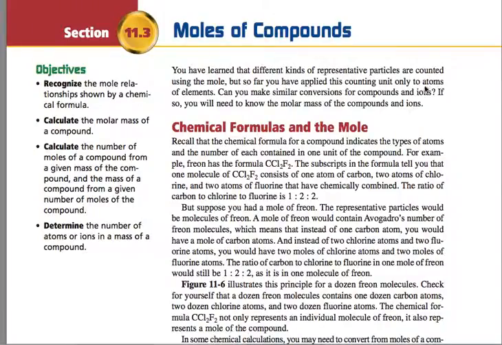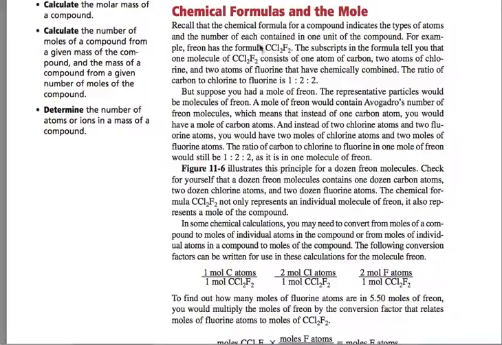Okay, I'm thinking we know that for the atoms because it's in the table. I can't think of the name. But for compounds and ions, we may have to figure that out. Okay. Chemical formulas and the mole. Recall that the chemical formula for a compound indicates the types of atoms and the number of each contained in one unit of the compound.